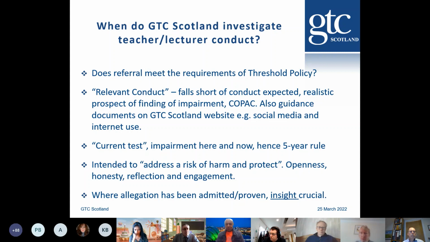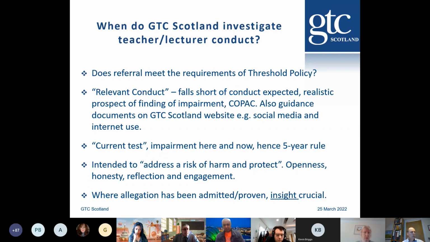When we investigate someone's fitness to teach, the test is very much a current test. It's about impairment in the here and now. And that's why we have something called a 5-year rule, which means that we don't investigate something that happened more than 5 years ago, unless, of course, it is of a particular level of seriousness, such as a child protection issue, where we would have a duty to investigate regardless of when the incident allegedly happened.